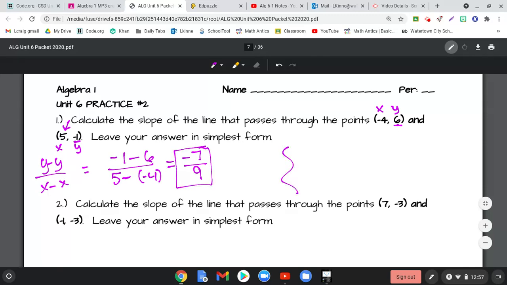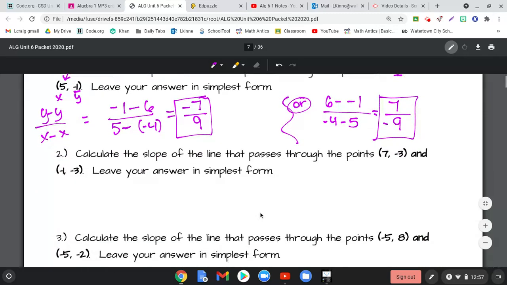If you went the other way with it, so instead of doing -1 minus 6, what if we went the other way? If we did 6 minus -1, and then since I did 6 first, I'd have to do -4 minus 5. So here we'd get 6 minus -1 is the same as 6 plus 1, so 7 over -9, and those are exactly the same, so it doesn't matter which order you go with. All right, the next one.